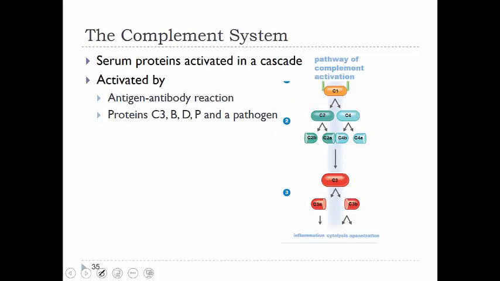Now the complement system is one of these messengers, one of these ways that we can actually cause things to happen in this process. So these are some serum proteins, and they're activated in a couple different ways. But once they get activated, we will have a cascade event where one molecule activates more molecules, which causes an outcome, activates more, and causes a final outcome.